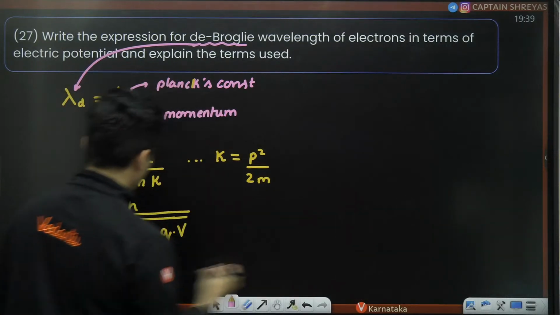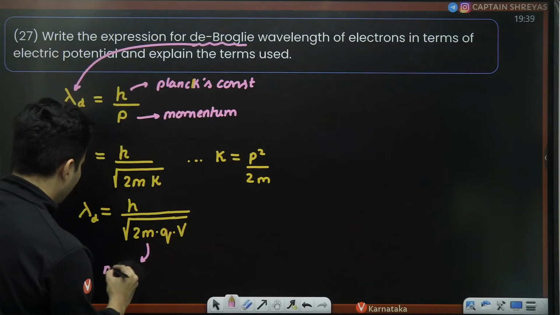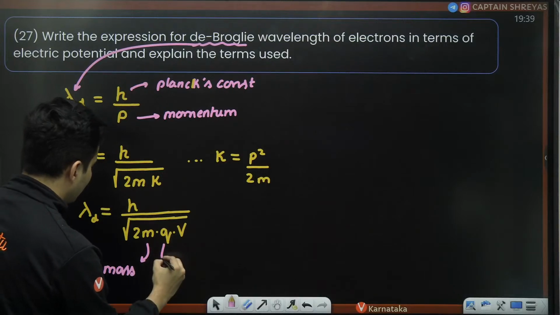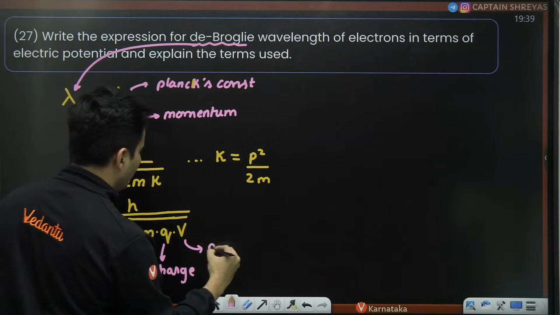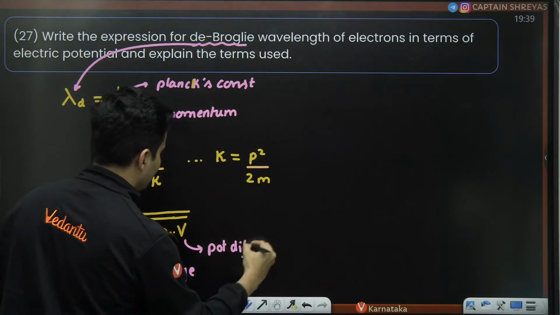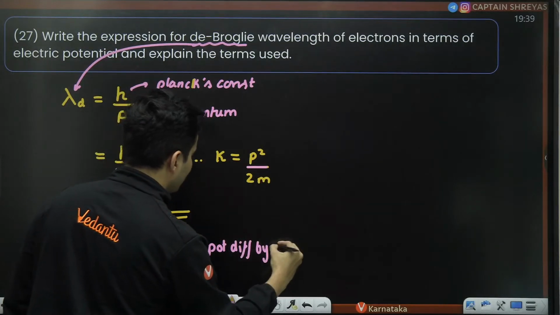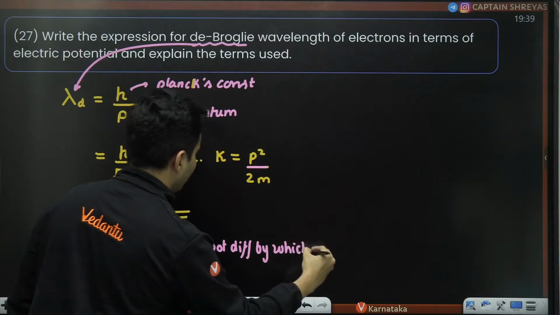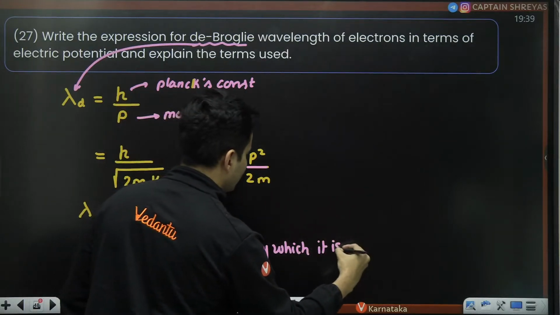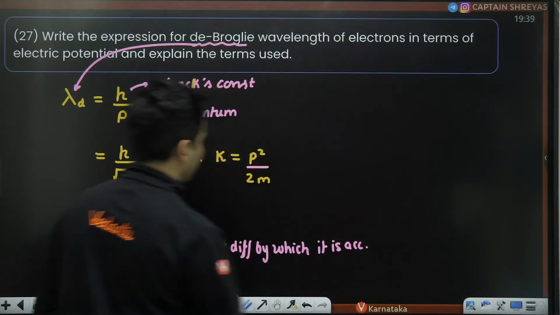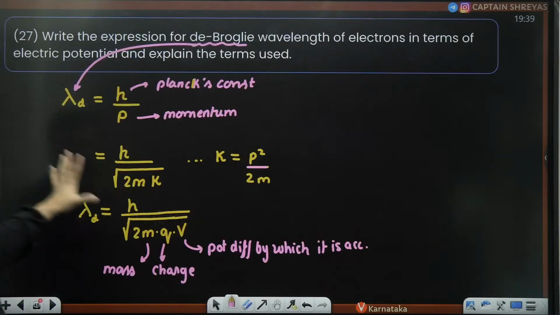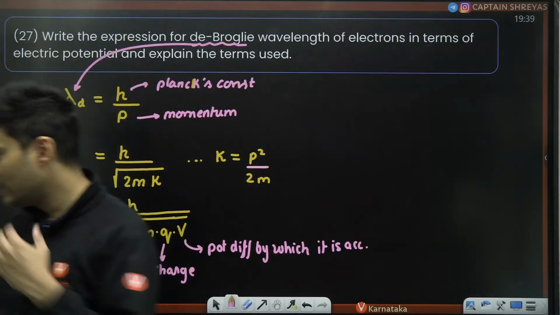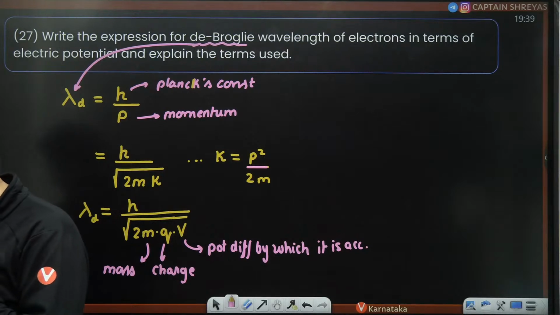So over here, this is basically the mass, and this is basically the charge, and this is the potential difference by which it is accelerated. That is what it is. So if you write this, full 2 marks will be granted to you. You will be impressing the examiner. Is this clear? All right.